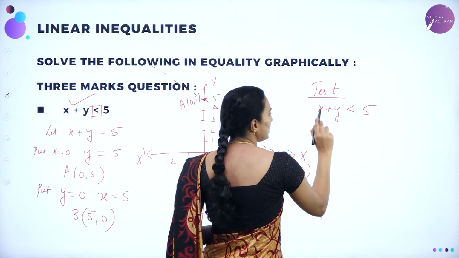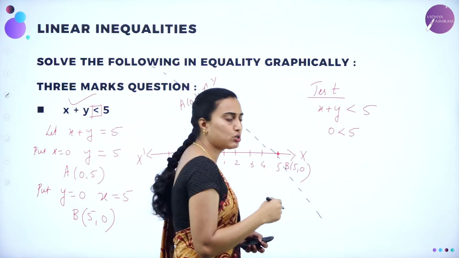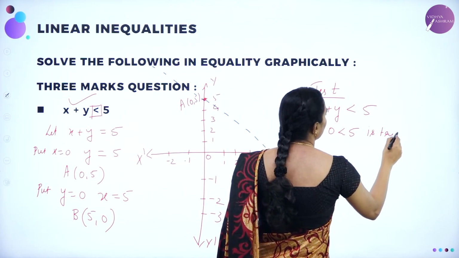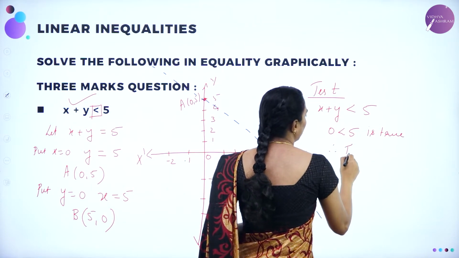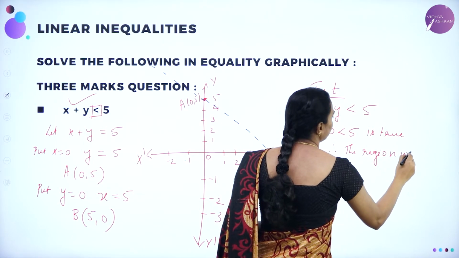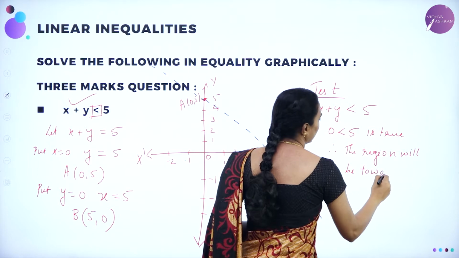So 0 plus 0 is 0. 0 is lesser than 5. Is it true or false? It is true. 0 is always lesser than 5, which is true. Therefore, if it is true, the region will be towards the origin.